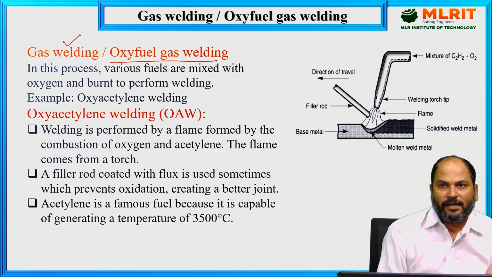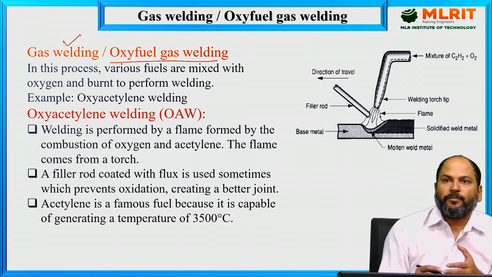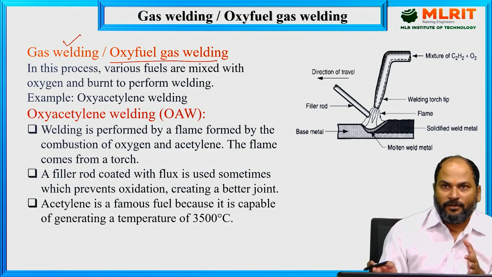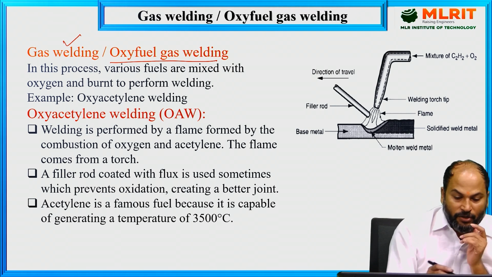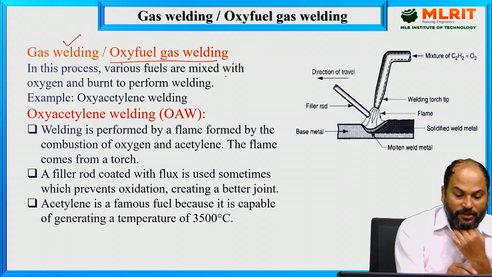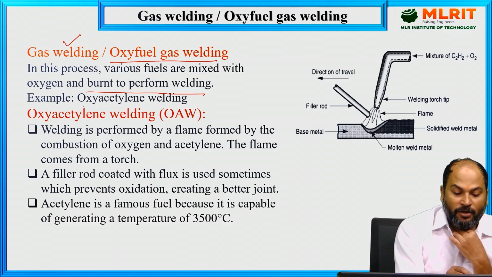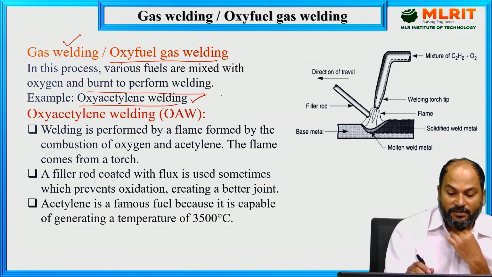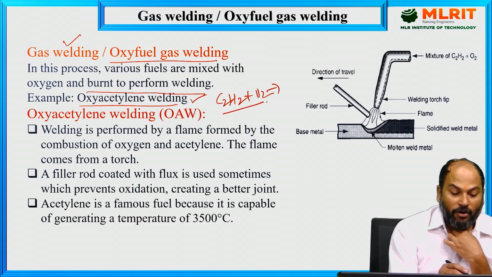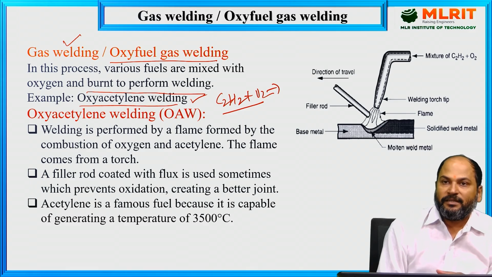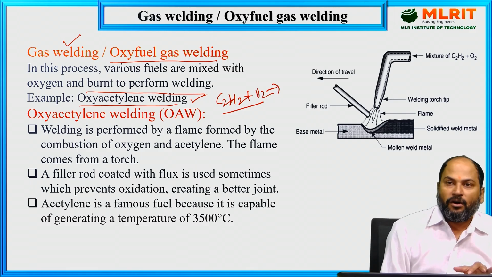Other gases can also be used depending upon what material we are going to weld, but generally acetylene is used. So acetylene is mixed with oxygen and burned to perform the welding. An example is oxyacetylene welding, meaning C2H2 plus O2, and then heat will be produced. We'll see oxyacetylene as it is in our syllabus. So we'll see only oxyacetylene, that is C2H2 mixed with oxygen.